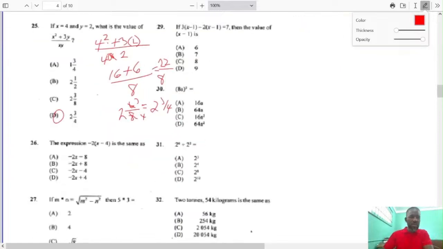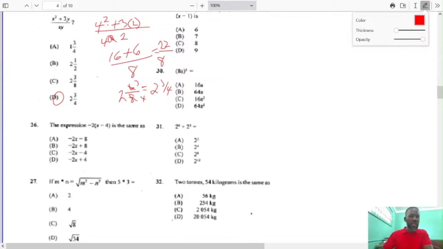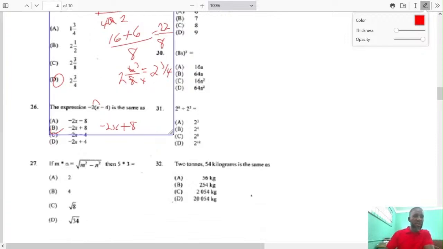Going on to 26, is the expression negative 2x open bracket negative 2 open bracket x minus 4 the same as. We're going to use the distributive law. We take negative 2 times x, which gives negative 2x, and then negative 2 times negative 4 will give us positive 8. So our answer here is B. Okay. All right. So please remember, a negative sign outside of the bracket changes the sign inside to the opposite sign.